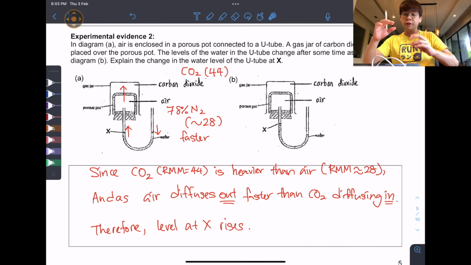So if they change the different gases, please alter your explanation appropriately. Okay, so I hope this has been helpful for you.